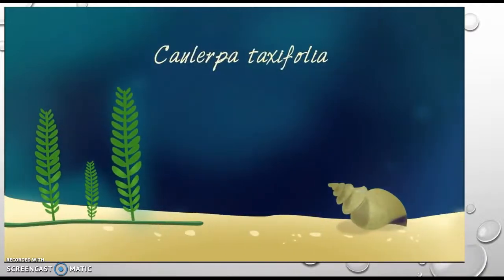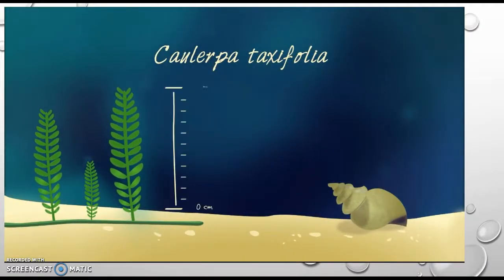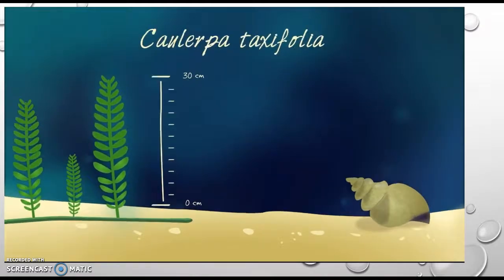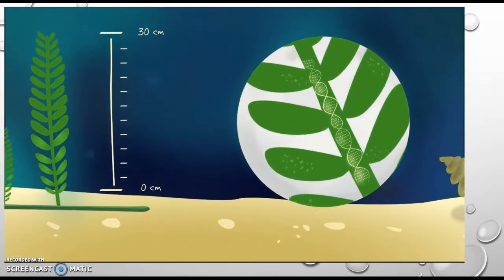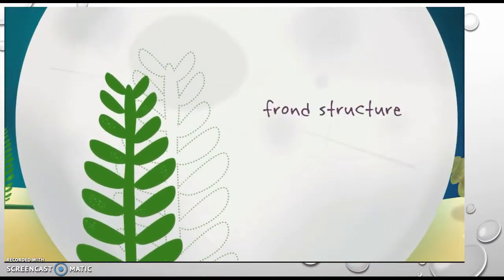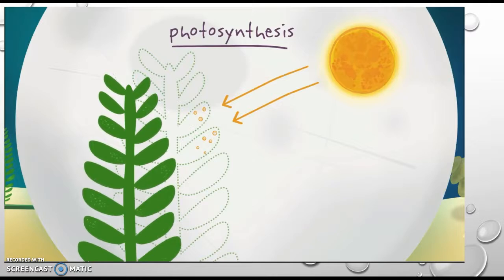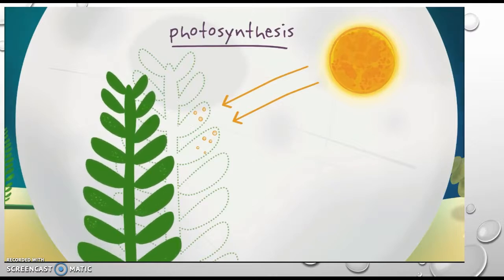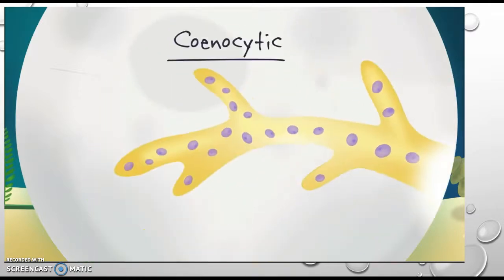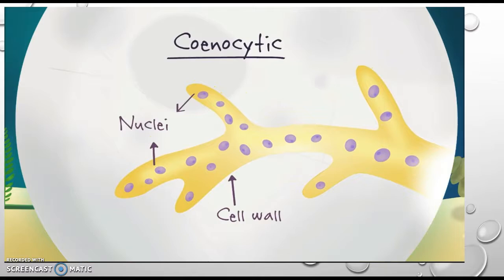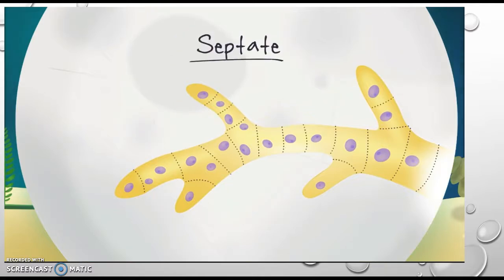Caulerpa taxifolia, a green algae that can reach 30 centimeters long, is believed to be the largest single-celled organism in the world, thanks to its unique biological hacks. Its surface area is enhanced with a frond-like structure. It uses photosynthesis to assemble its own food molecules, and it's cenocytic. That means it's a single cell with multiple nuclei, making it like a multicellular organism, but without the divisions between cells.